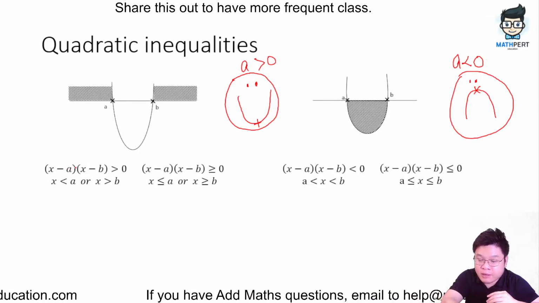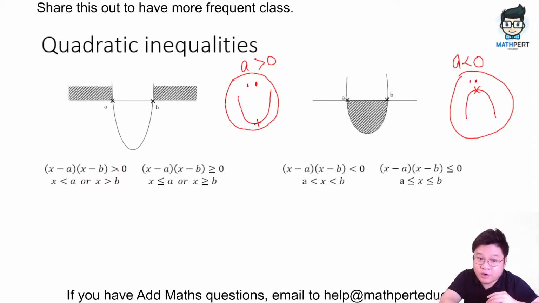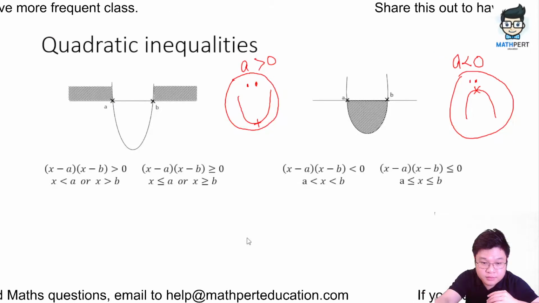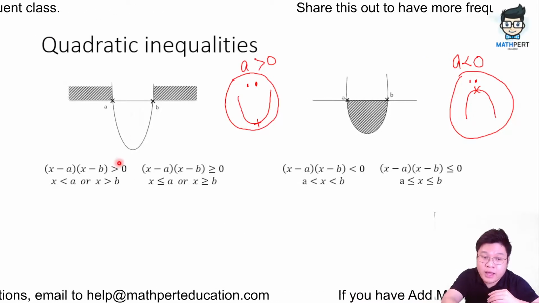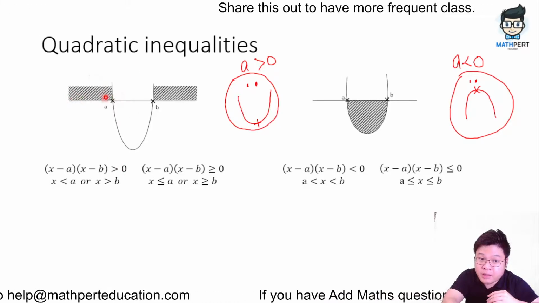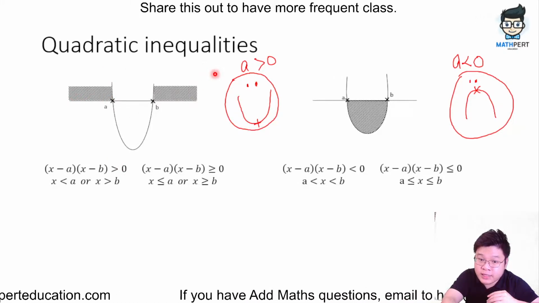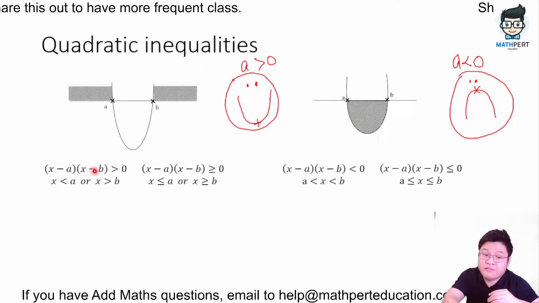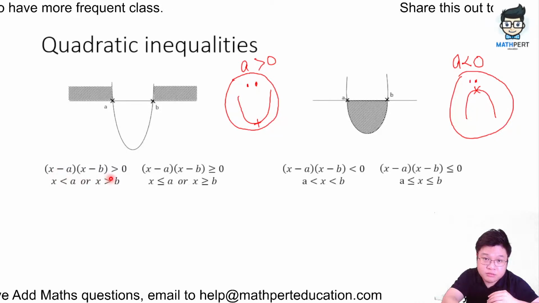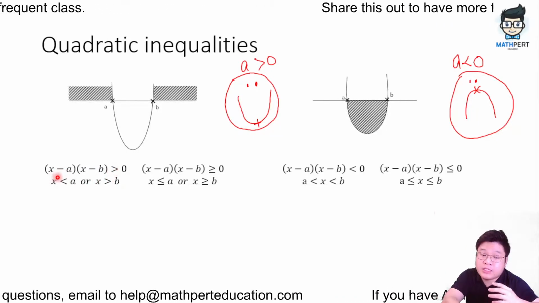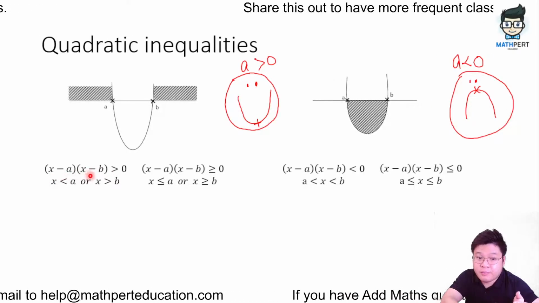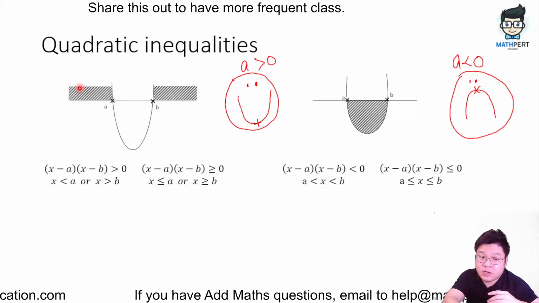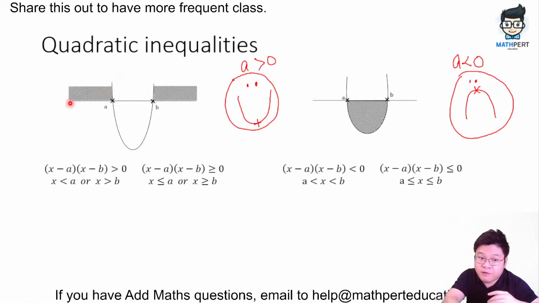x minus a multiplied by x minus b greater than 0. Greater than 0, that means everything above. When it is smaller than 0, in this case, everything below. If this were a quadratic equation, it would be equal to 0, x equals a, x equals b, isn't it? But this is inequalities. When it is greater than 0, you take everything above the straight line.